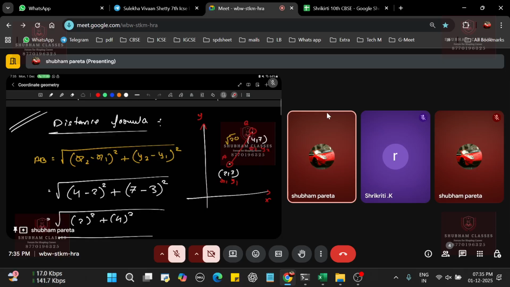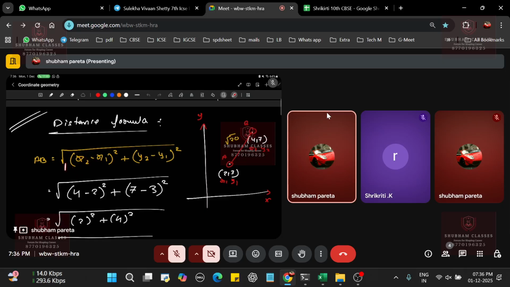Now the second thing is the distance formula. The distance formula is saying, in the Cartesian plane, if any coordinates are given, let's say 2 comma 3 and 4 comma 7, what is the distance between these two? The distance between these two is basically under root 20. So how to find out under root 20?